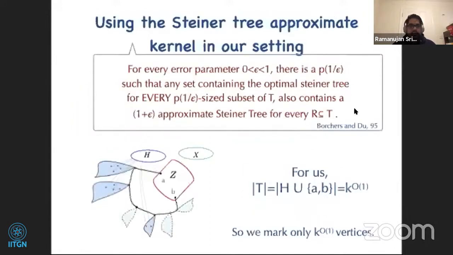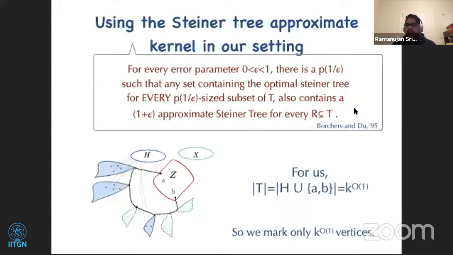And before that, I'd like to take a very short digression and recall this very useful lemma of Borchers and Du. And this is one piece I hope that you'll be taking away, even if you don't grasp the entire algorithm today. So what Borchers and Du showed is that let's say you have a Steiner tree instance, so you have a bunch of terminals, and the goal is to connect these terminals using as few edges as possible, or if it's a weighted case, as light a set of edges as possible.